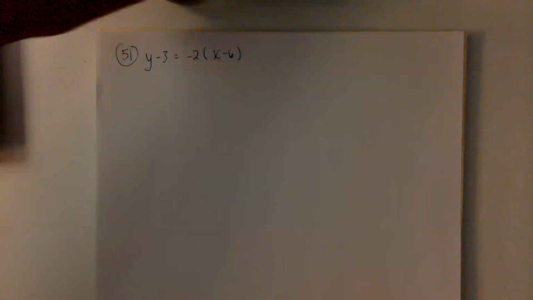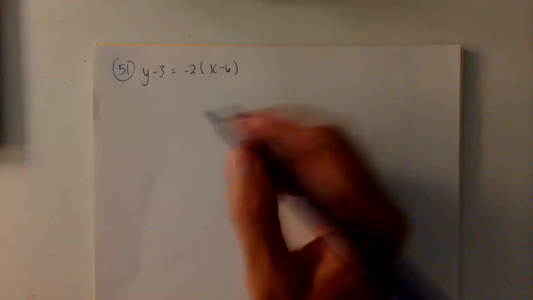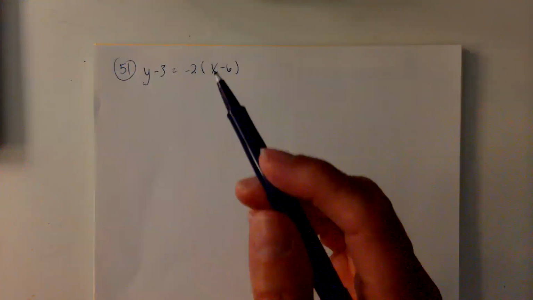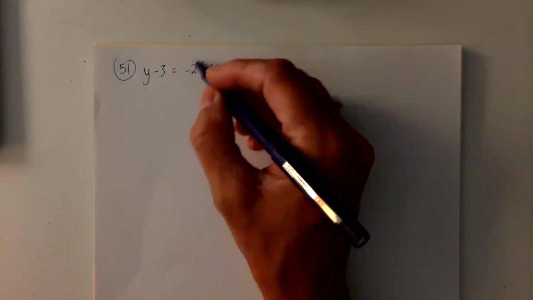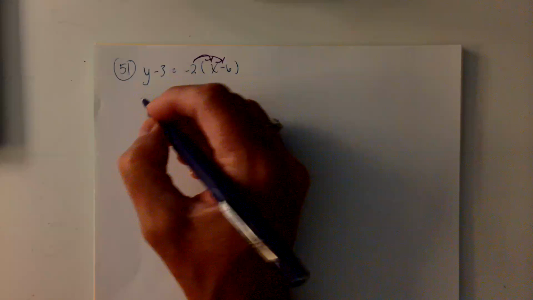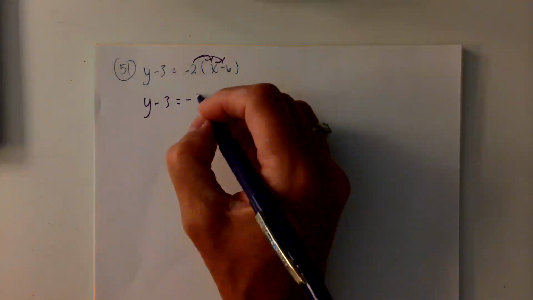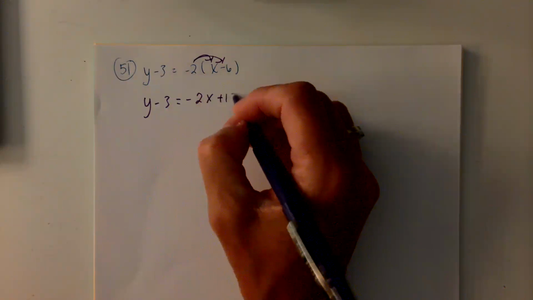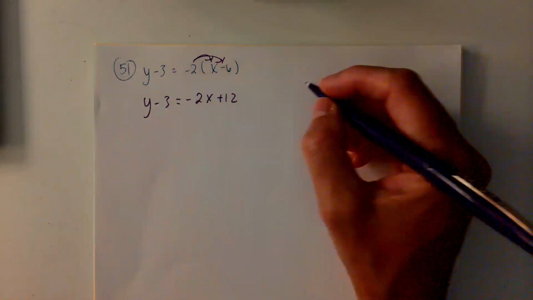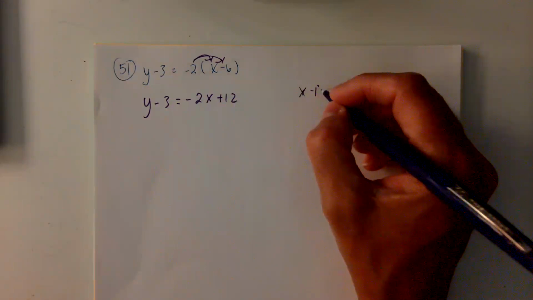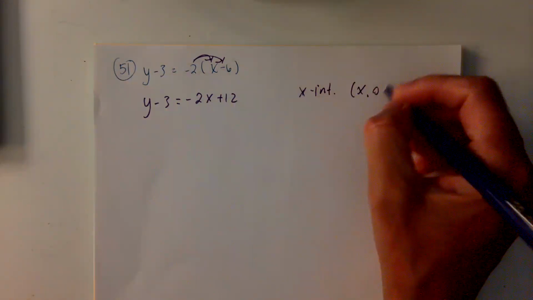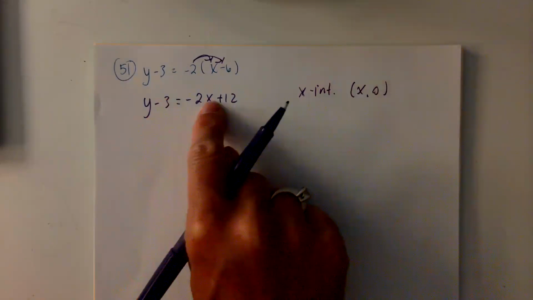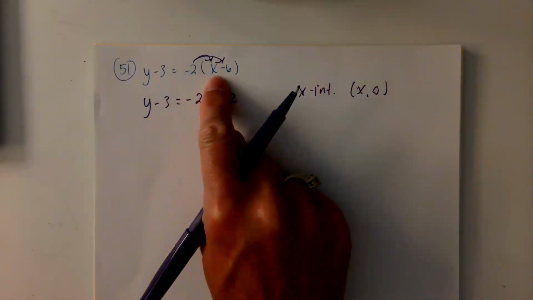Then the other question was on number 51. So on 51, we have to do a little bit of simplifying first if you want to. You don't have to, though. So we could go ahead and distribute this -2 and say that y minus 3 equals -2x plus 12. And then to find the x-intercept, we're looking for the x value when y is 0. But we didn't have to simplify that to do the same thing.